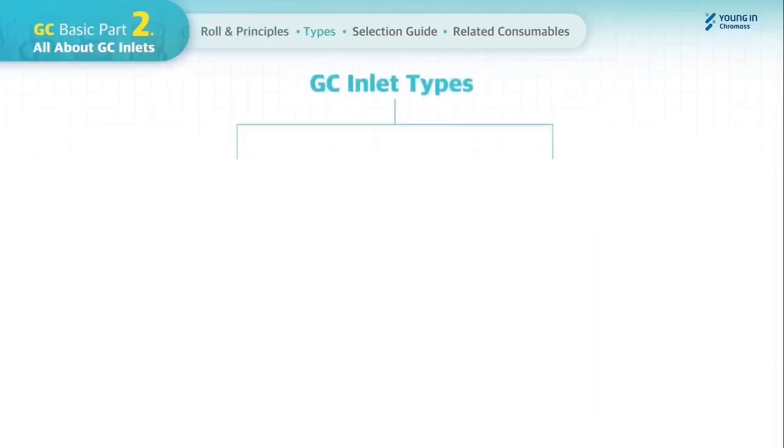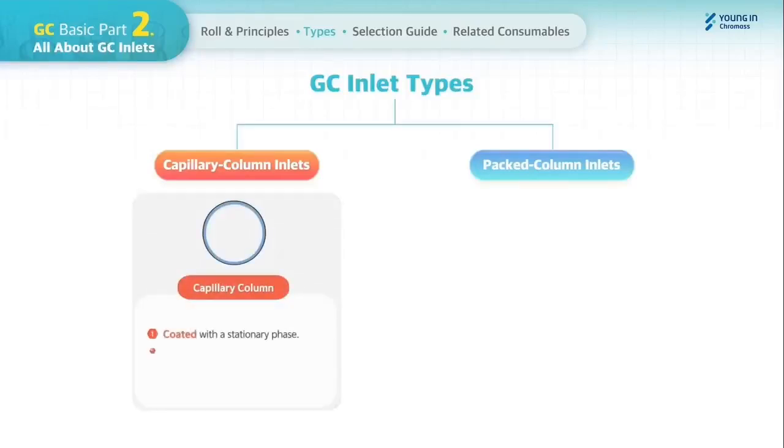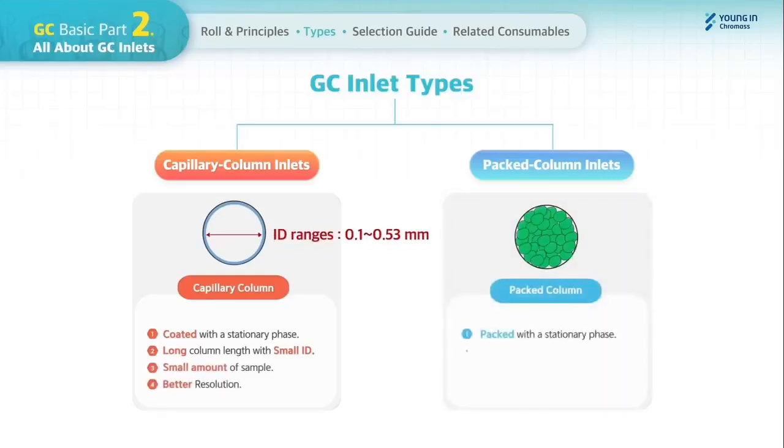GC inlets are commonly categorized into two types, which are capillary column inlets and packed column inlets. Capillary column inlets utilize a capillary column with the following properties and inner diameter ranges, and packed column inlets can utilize a packed column with the following properties and are preferably indicated with these outer diameter ranges.